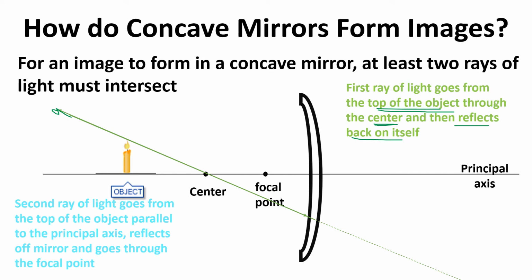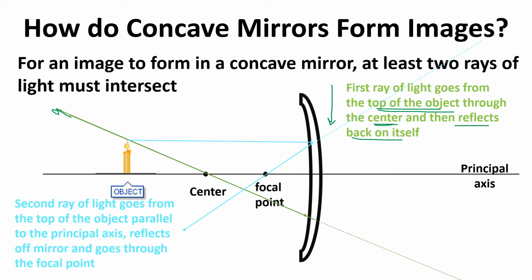The second ray of light goes from the top of the object parallel to the principal axis and reflects off the mirror and goes through the focal point. There are a couple of things going on here. Firstly, it's going to hit the mirror, and it's going to reflect through the focal point. Again, you'll notice right here we've got this dotted line. This is our reflection. Wherever these two lines meet, we're going to have our image formed.